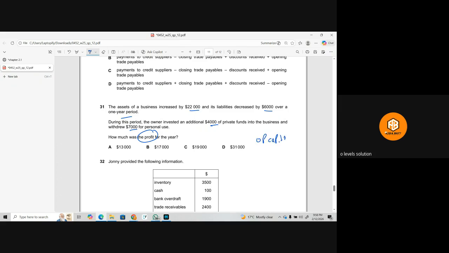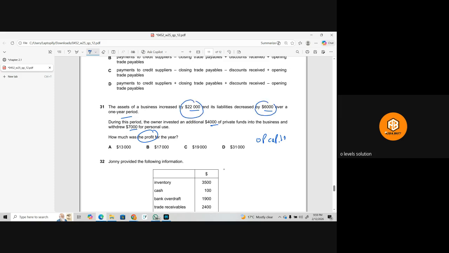Here, what you have to do. I think you know how we can find it out. First of all, we will find out the change in capital. As you can see, the asset has increased by 22,000 and liability decreased by 6,000. So you can find out the change between these. So your capital has increased by 28,000 altogether.